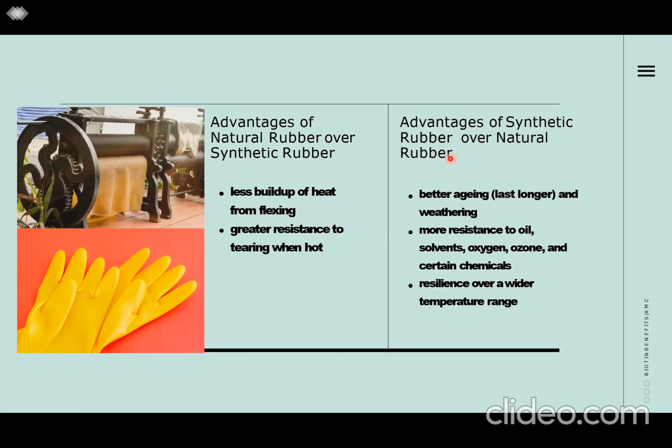Compared to natural rubbers, synthetic rubbers offer many advantages, such as better resistance to aging and weathering, and suitability for use in environments exposed to chemicals, oils and greases, oxygen, and ozone. It is also resilient over a wider temperature range and other extreme conditions.